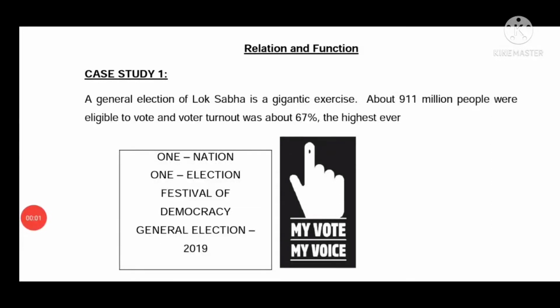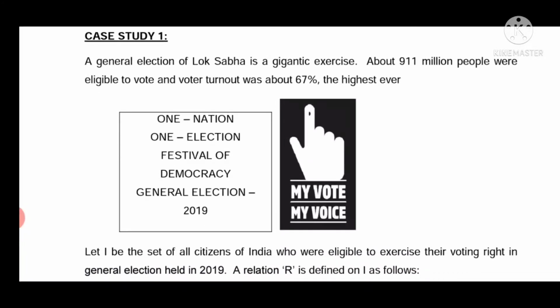The general election of Lok Sabha is a gigantic exercise. About 911 million people were eligible to vote, and voter turnout was about 67%, the highest ever. One nation, one election, festival of democracy, general election 2019.